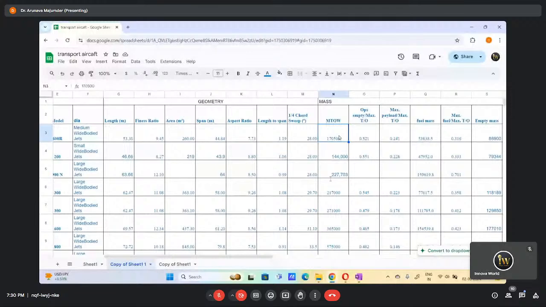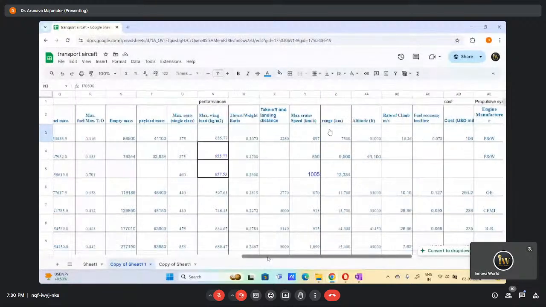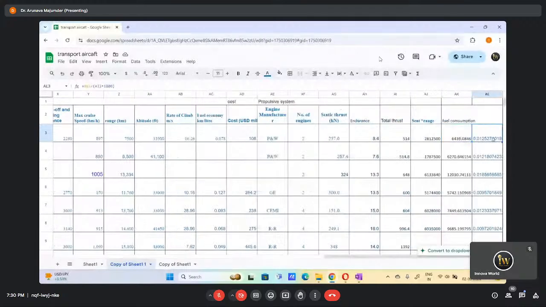Now, what type of regression can you apply here? Generally, we should go for minimization of MTOW, or fuel consumption. I think the last one is fuel consumption. If we are considering fuel consumption, we also need to minimize this. Fuel consumption must be minimized because we want to build an aircraft that is sustainable for the environment. So fuel consumption we need to minimize.